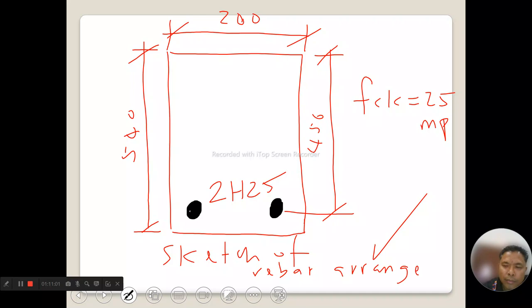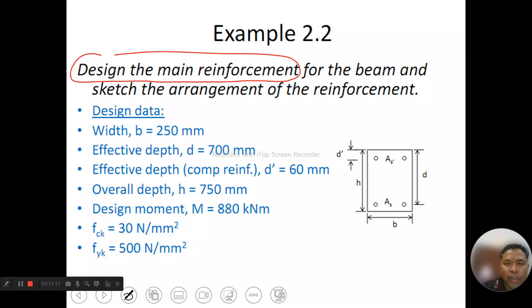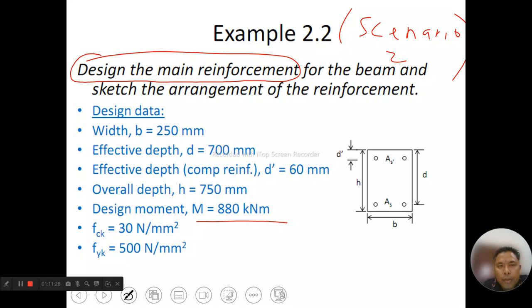Okay, untuk soalan single ini pause. Okay, so next kita tengok soalan yang ni pula. Design the main reinforcement. Again, dia nak you dapatkan main reinforcement, and then the bending moment is given. So ini dah tentu scenario number 2, bukan scenario number 1. Scenario 2. Soalannya, so design the main reinforcement and sketch the arrangement. Samalah macam tadi juga.